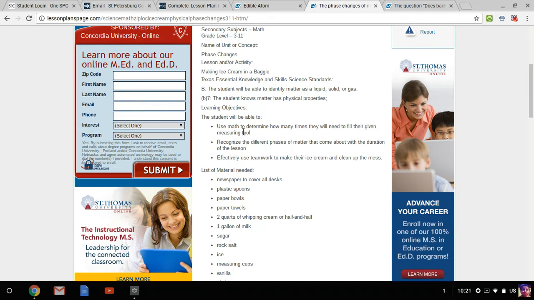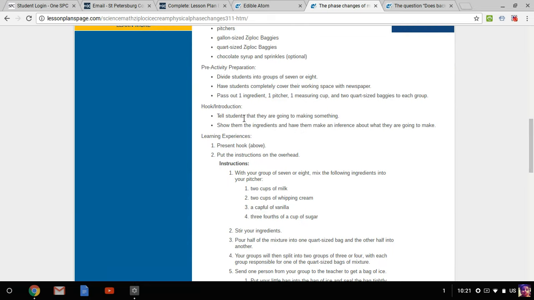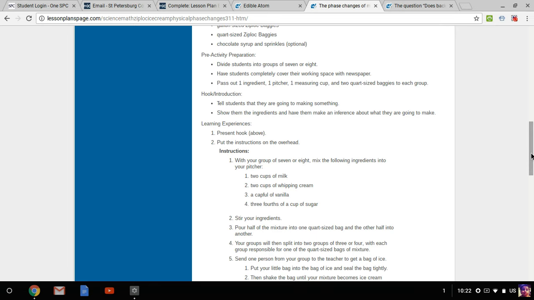So what we're gonna be doing is using math to determine how many times they will need to fill their given measuring tools, recognize the different phases of matter that come about with the duration of the lesson, and using teamwork to make the ice cream and also clean up the mess they make. So for the pre-activity preparation, we're gonna have to divide in groups of 7 or 8. We're gonna have students cover their tables with newspaper or rolled paper so the mess could be easy to clean up. And we're gonna give them what they need: the ingredients, the measuring cups, the pitchers, everything they need.